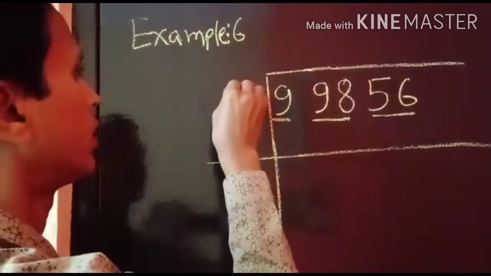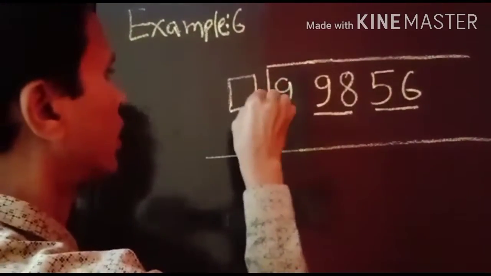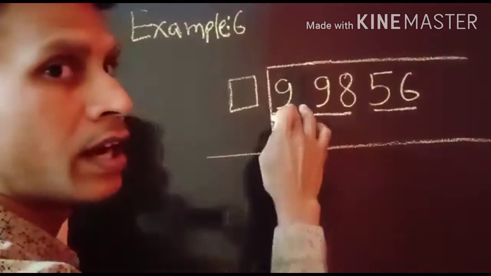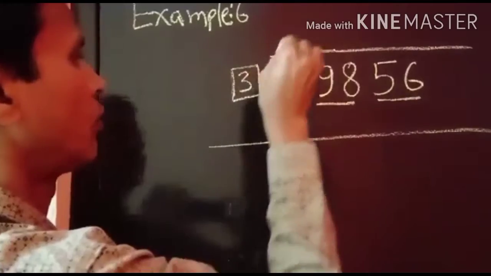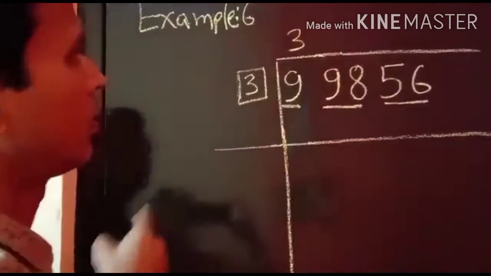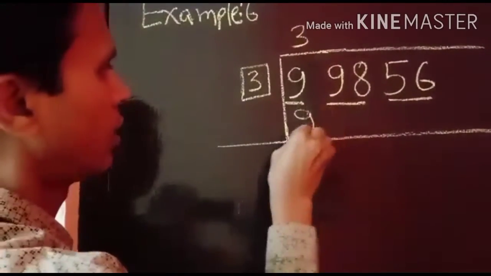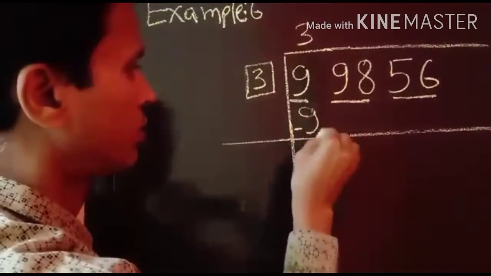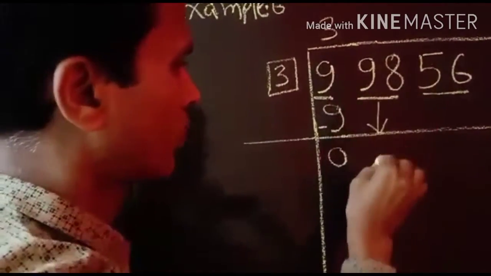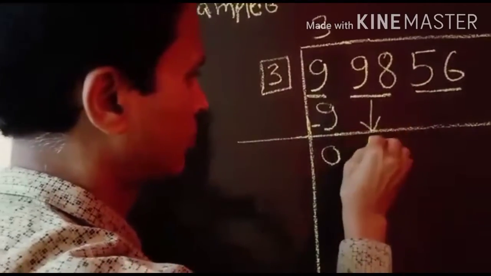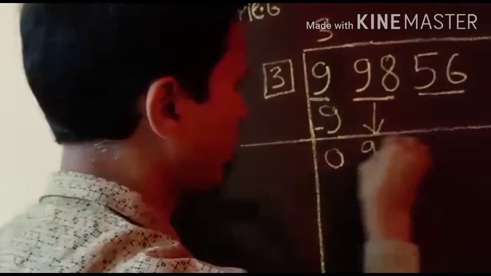So we will write here such a number whose square should be 9 or less than 9. So what is the number? That number is 3. So our first answer is 3. 3 3s are 9. We will subtract it. This is 0 and we will note it down.